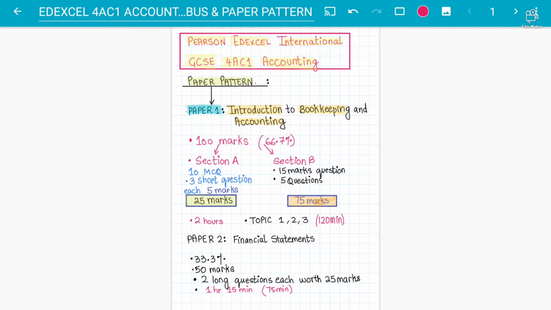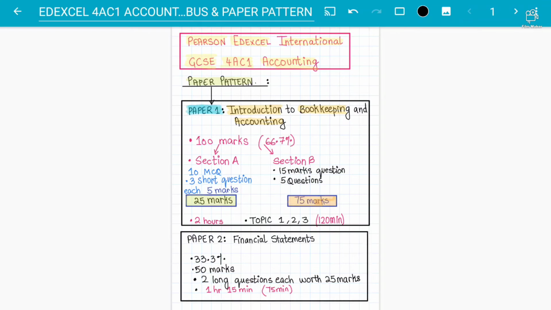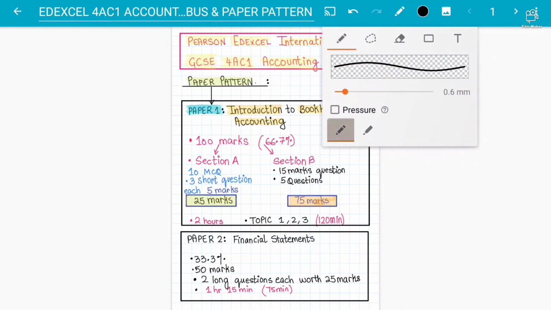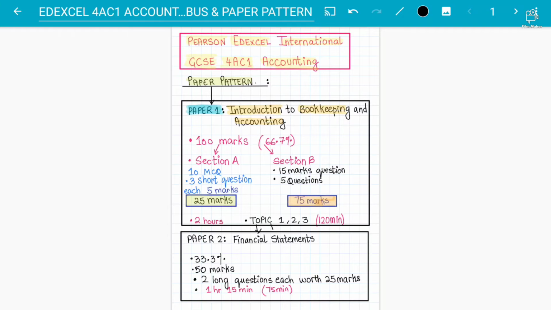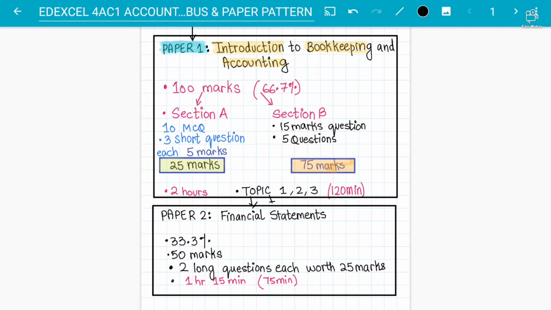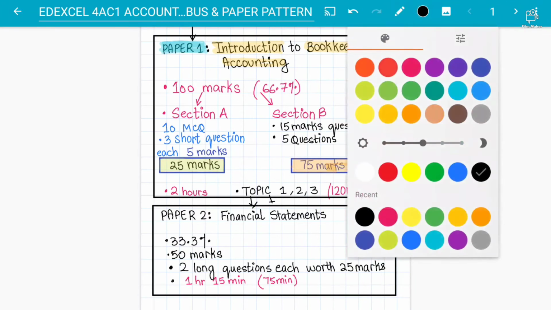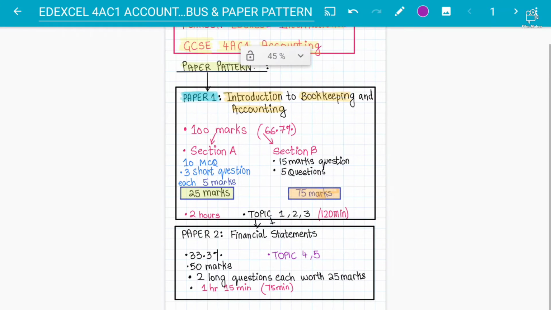So this is paper 1, introduction to bookkeeping and accounting. And then we talk about paper number 2, in which we have financial statements preparation, with 1 hour 15 minutes, only 33.3% weightage, 50 marks. And the most important thing is that they test topics number 4 and 5 here, okay, students? That is another important thing.